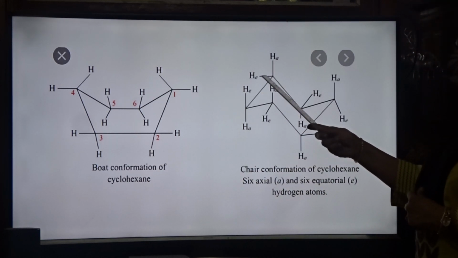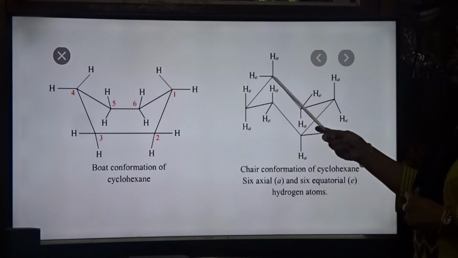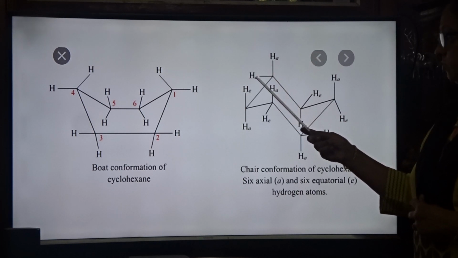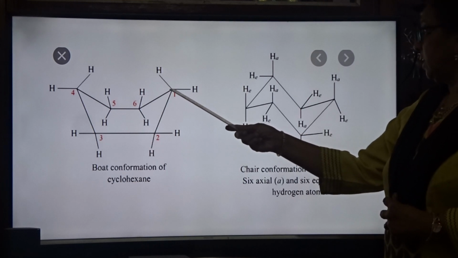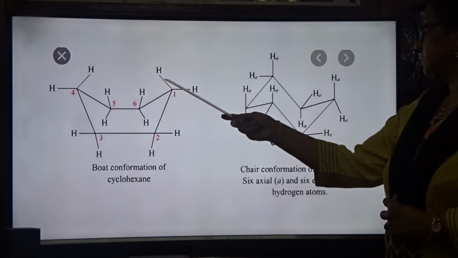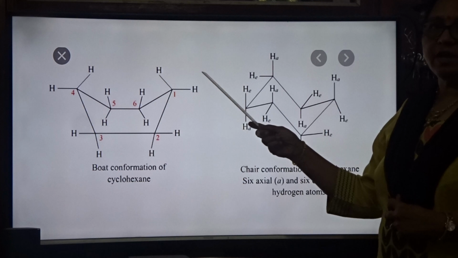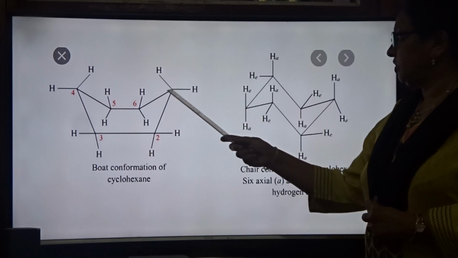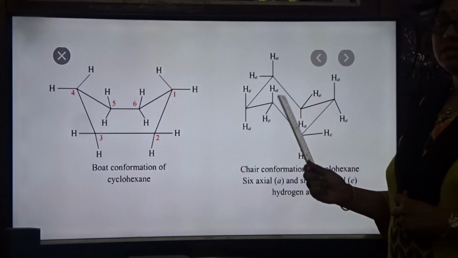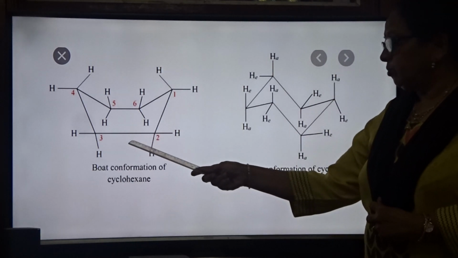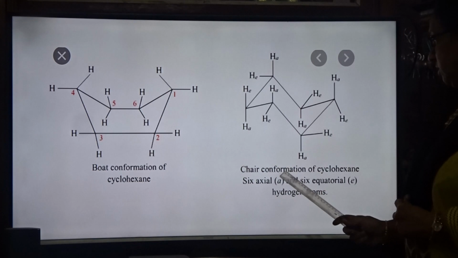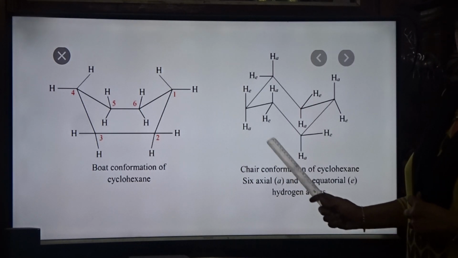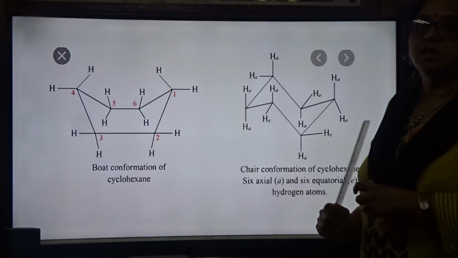On each carbon there are 2 hydrogens. One is an axial hydrogen, one is an equatorial hydrogen. So on each carbon there is one axial and one equatorial hydrogen, and both forms have the formula C6H12. This means cyclohexane can exist in boat shape and also in chair form. It exists in different forms, and that is known as conformation.